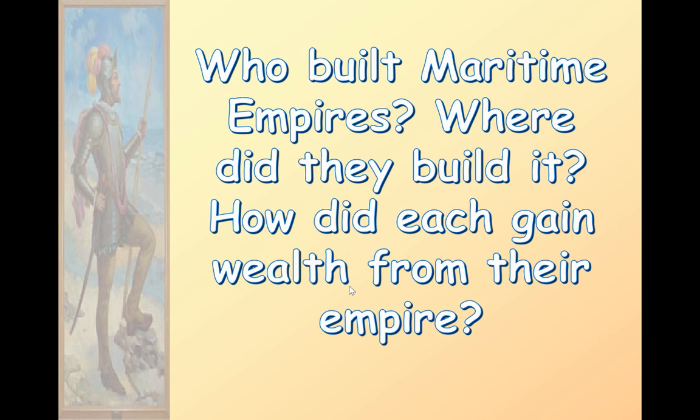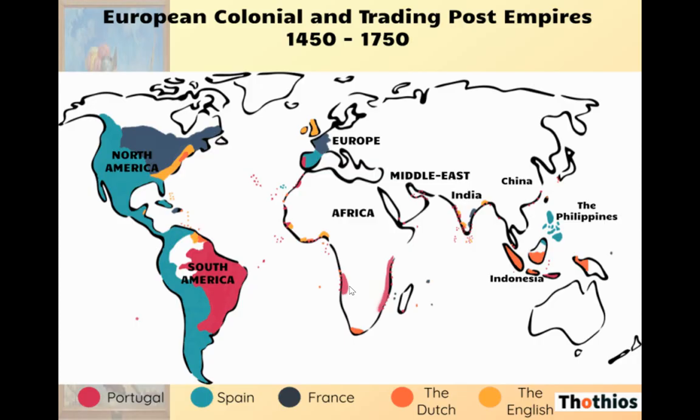So, who built maritime empires? Where did they build it? How did they gain wealth from their empires? Well, when we look at this big map, what we're looking at is the same five. Portugal and Spain were the first wave, which takes place between 1450 and 1600. And then starting in 1600, the French, the Dutch, and the English built theirs. Notice in the Eastern Hemisphere, which is Africa, Middle East, Asia, China, India, we see a great deal of trading posts. But in the Western Hemisphere, we see colonies.